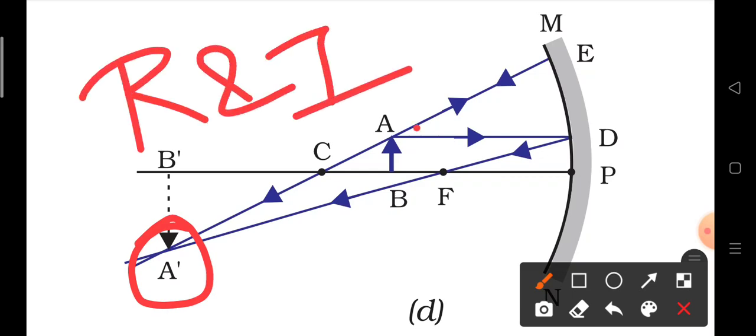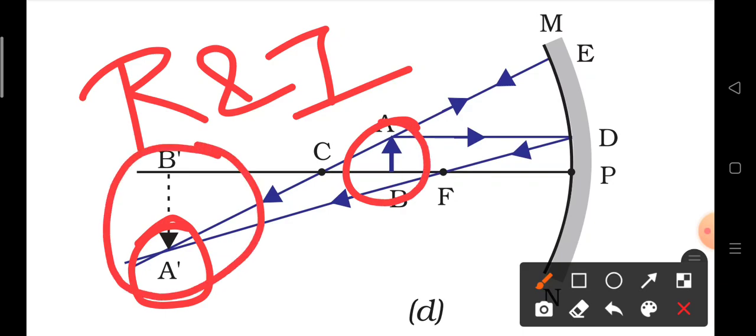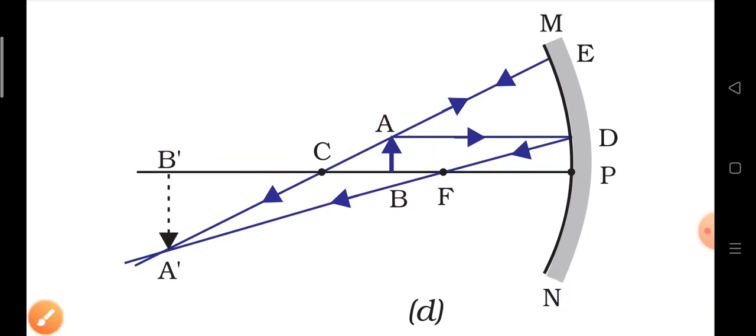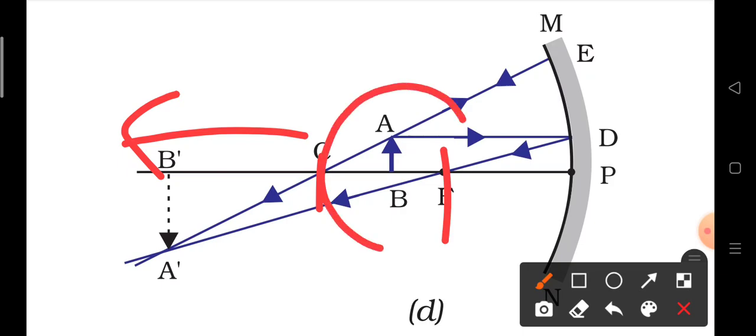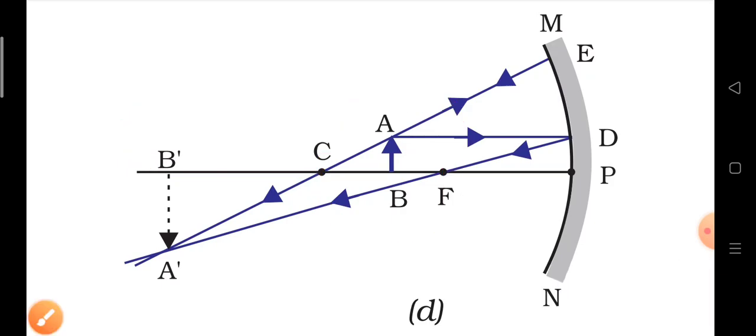But you are able to see that the size of the object is smaller than the size of the image. Clear? So here the image is being formed beyond curvature. The image is formed beyond curvature when the object is placed between focus and center of curvature.